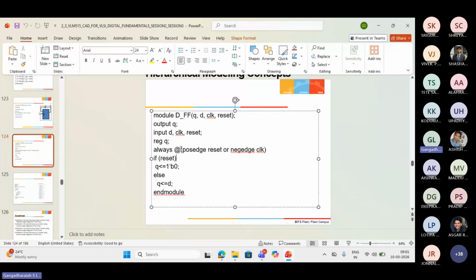This is more specifically called the sensitivity list, because the entire functionality, whatever I write inside this always, is sensitive to these signals. These signals are written inside this bracket, and the set of all these signals is collectively called the sensitivity list.